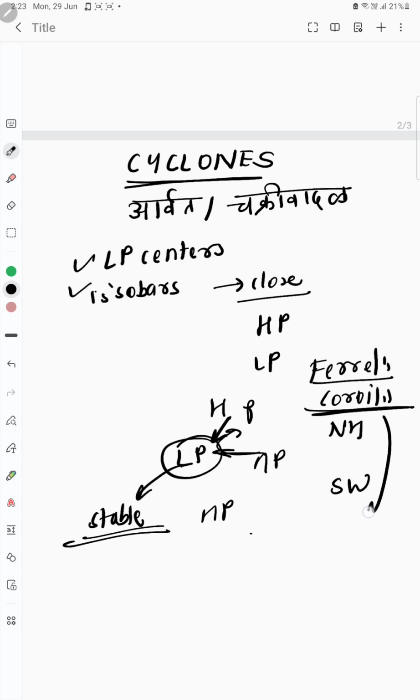The Coriolis force is an imaginary force, and it occurs due to rotation of the earth, and it is less at the equator.